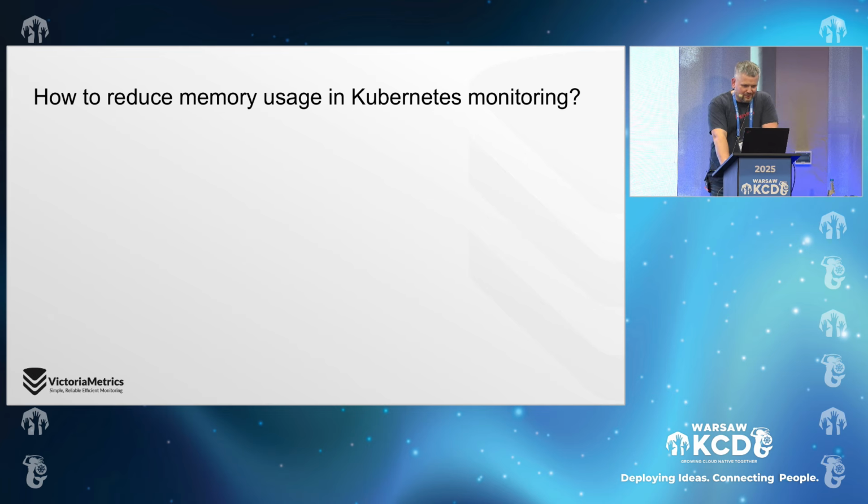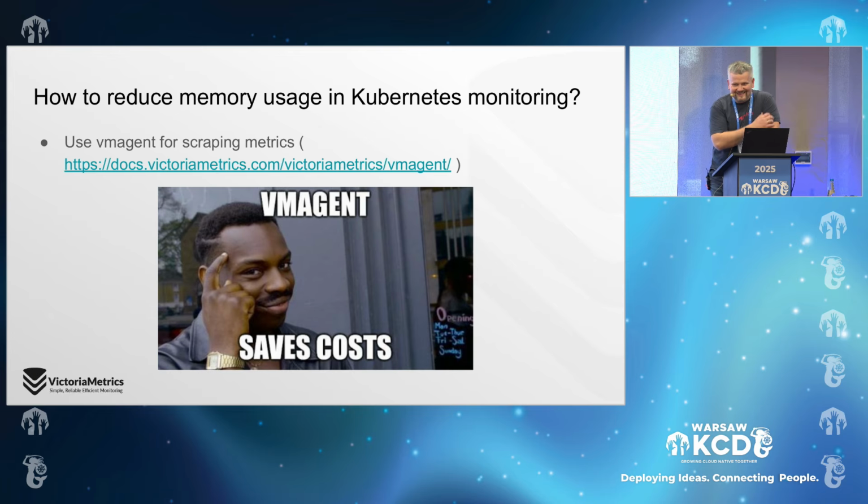So how to reduce memory usage in Kubernetes monitoring? The first thing which I can do is to use vmagent instead of Prometheus for scraping metrics. Why? Because vmagent saves cost.